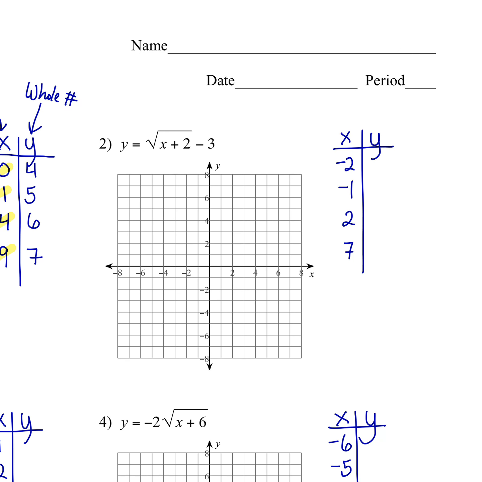Okay. On number 2, the first output, if you're using the calculator for your table, would be -3. The next number would be -2. The next number would be, I messed up on that one, yes, -1. And finally, the last number would be 0. So I plot those points: (-2, -3), (-1, -2), (2, -1), and (7, 0). And there is my graph.